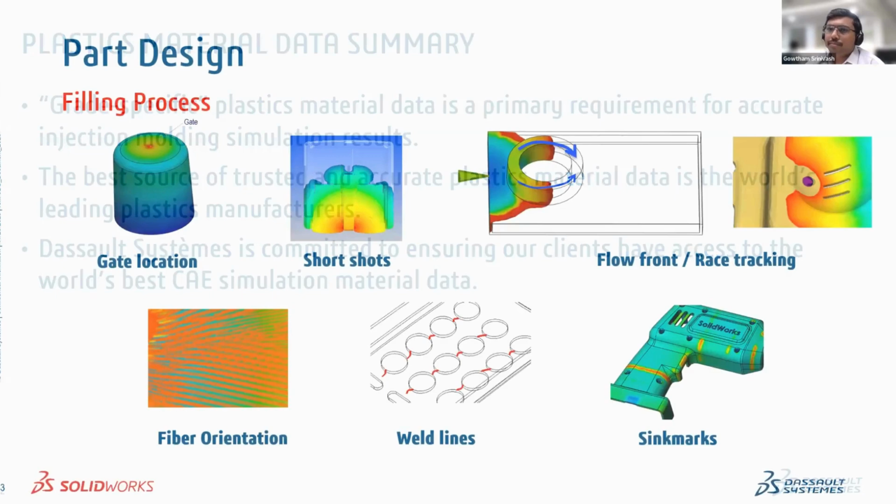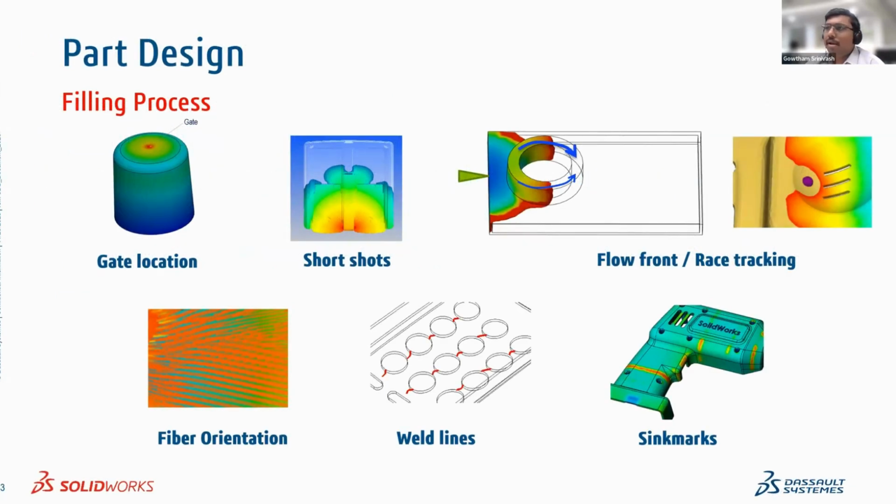Typically we can address all the mold defects with SOLIDWORKS Plastics: where to place the gate, whether I will experience a short shot or not with thin wall conditions, where the flow front will be, and whether the weld line that developed will be safe or not. And if you have any fiber reinforced molding, we can check the fiber orientation and the percentage of fibers in the mold.